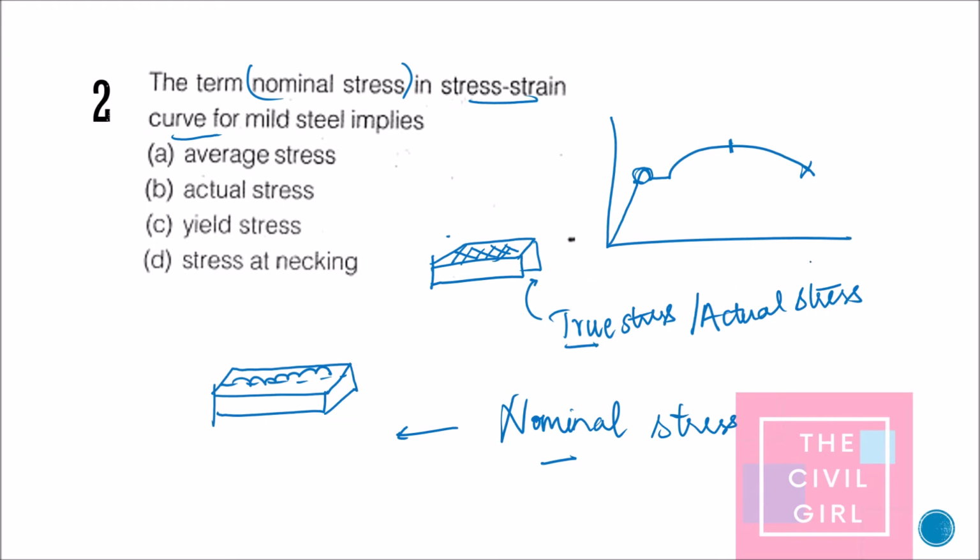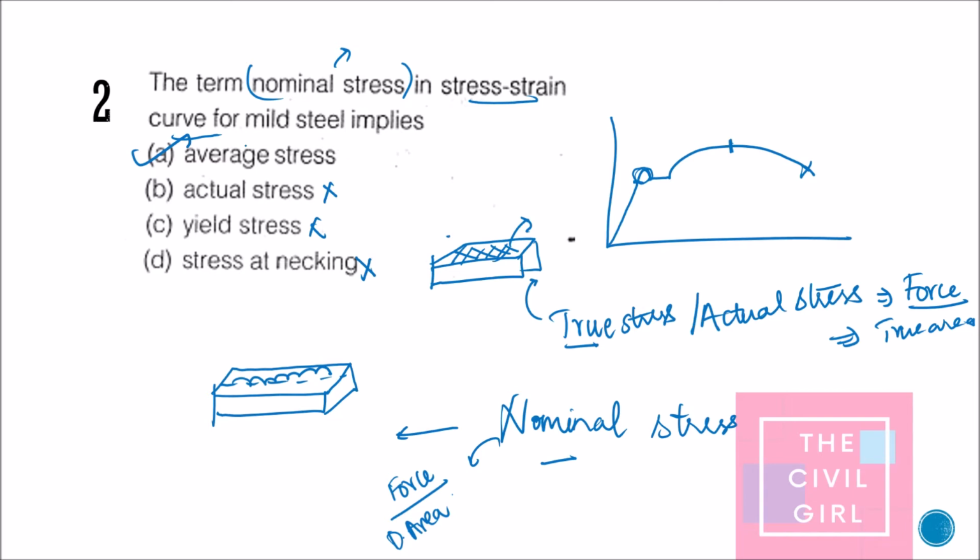True stress is simply the stress formula: force divided by true area. In nominal stress, it is force divided by design area. Looking at the options given, it is not the actual stress, because actual stress is different from nominal stress, and it is not the yield stress, and also not the stress at necking. It is simply the average stress. On to the next question.